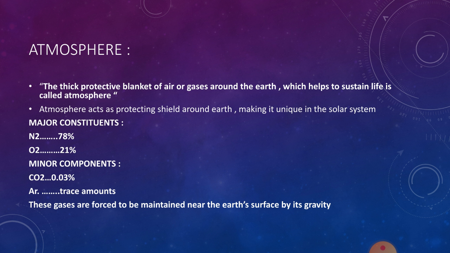Fine. This atmosphere contains two types of gases. One type of gas is called the major constituents, or the constant gases. So constant gases are nitrogen, which is 78%, and oxygen, 21%. The minor components of the atmosphere are CO2, which is carbon dioxide, about 0.03%, or a little bit high, and low composition can be there. Argon is in trace amounts.